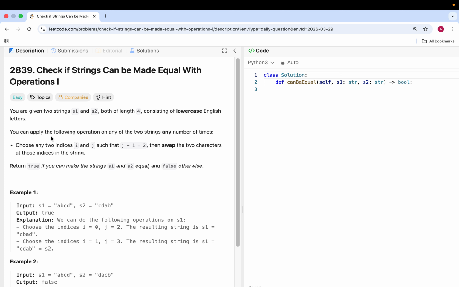Okay. Choose any two indices, i and j, such that their difference is 2. j minus i is actually 2, so j should be bigger. Okay. Then swap the two characters at those indices in the string. Return true if you can make strings S1 and S2 equal and false otherwise.